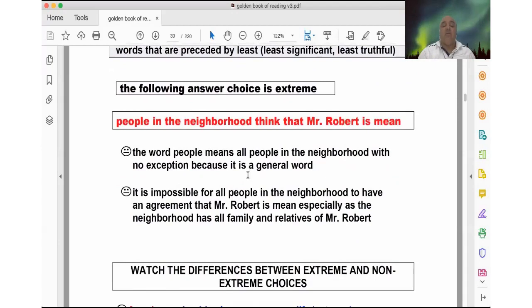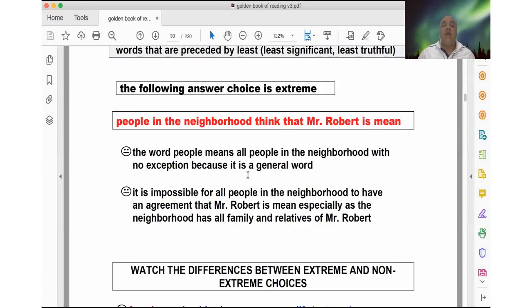Look at the example. People in the neighborhood think that Mr. Robert is mean. The word people is indefinite. You can never tell how many of them, but it means all people in the neighborhood, everybody living in the neighborhood. So it did not tell us exactly how many people, as it here means everybody in the neighborhood.